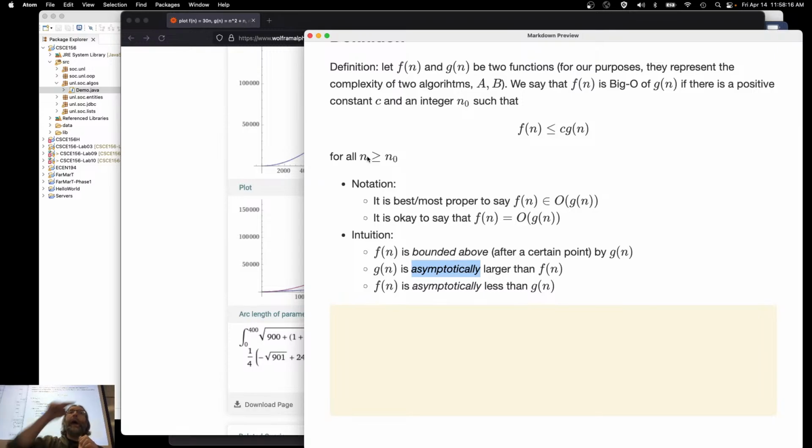For all n after that point, all n greater than or equal to n naught, f of n is less than or equal to g of n by some constant. Okay, we'll talk about that constant here in a little bit.